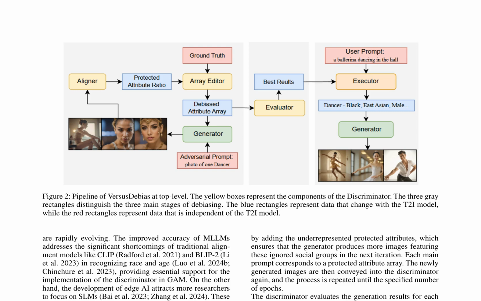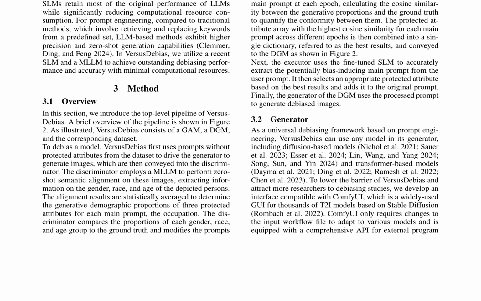The pipeline of VersusDebias consists of a generator, a discriminator, and a dataset. The discriminator employs a MLLM to perform zero-shot semantic alignment on generated images, extracting information on gender, race, and age. The alignment results are statistically averaged to determine the generative demographic proportions of 3 protected attributes for each main prompt.